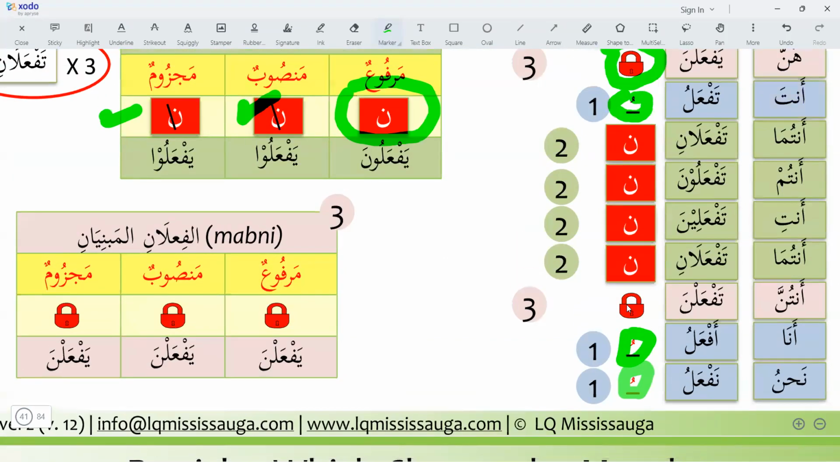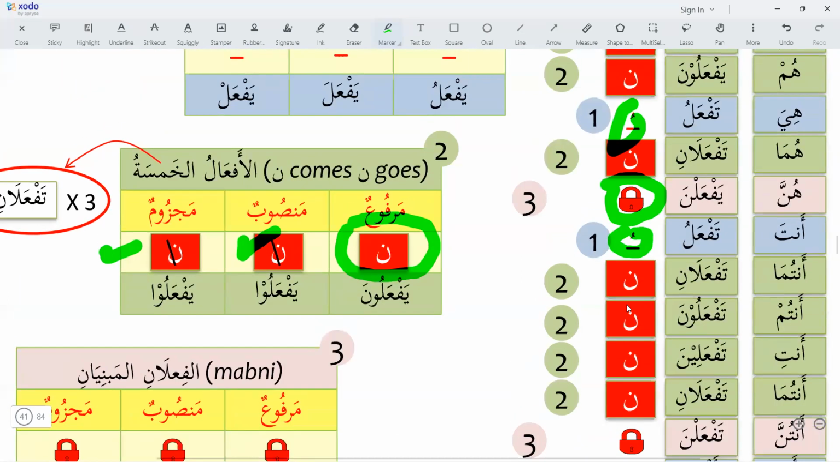So is this clear? Or do any of you have any confusion? Any question? Sir, you are saying noon comes and noon goes. Yes. Noon goes, I understand. But how does noon come? Noon already is there. When it is marfu, noon comes. Yes. When it is marfu, noon comes, and when it is mansub or majzoom, then noon goes.